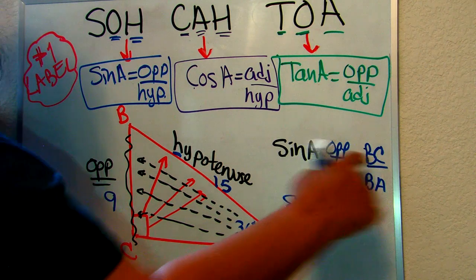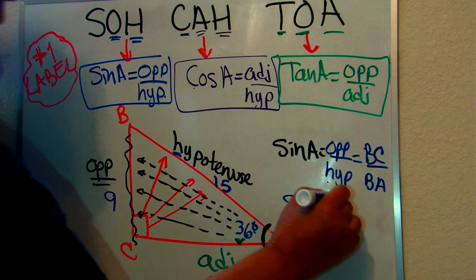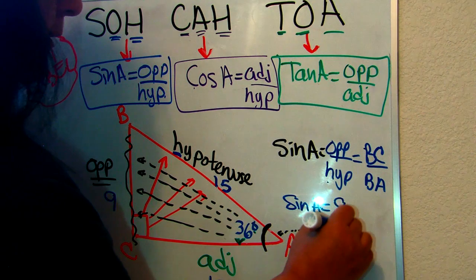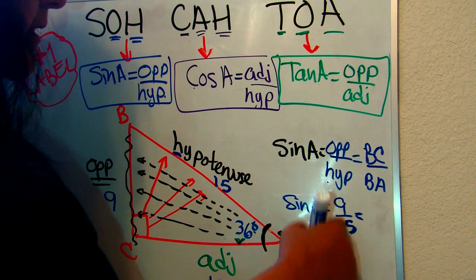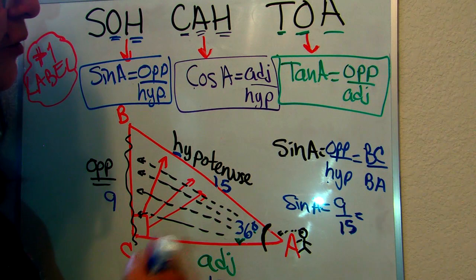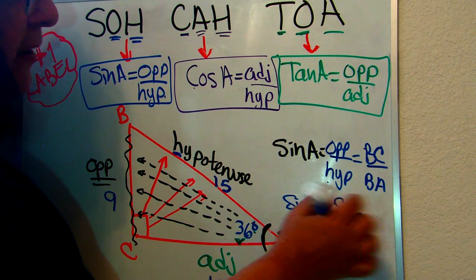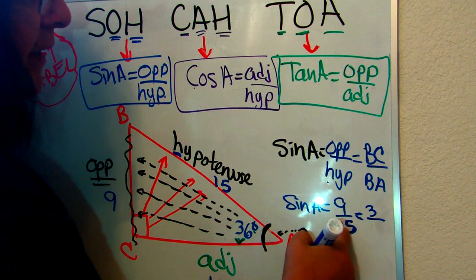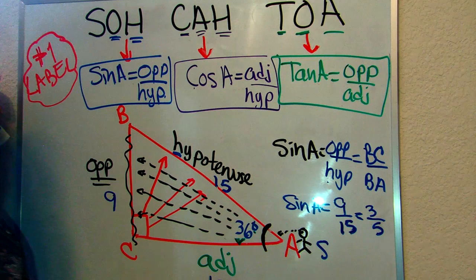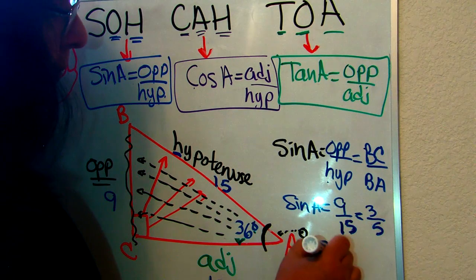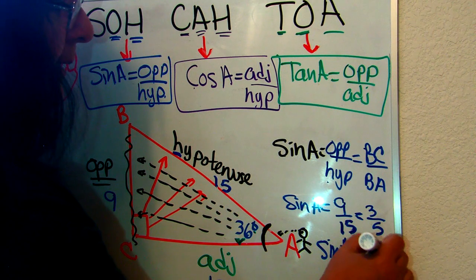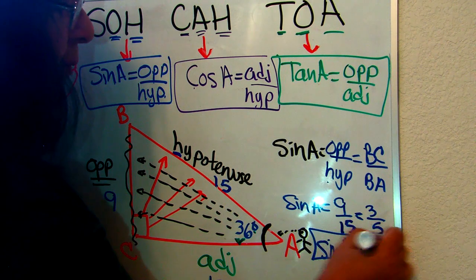What is the measure of BC? It measures 9. What is the measure of BA? It measures 15. If we simplify this ratio, 9 over 15, both numbers, what is the common factor? A 3. If we divide the 9 by 3, you get 3. If you divide the 15 by 3, you get 5. So it means that the sine of angle A is 3 over 5, or 0.6. And this will be your answer.